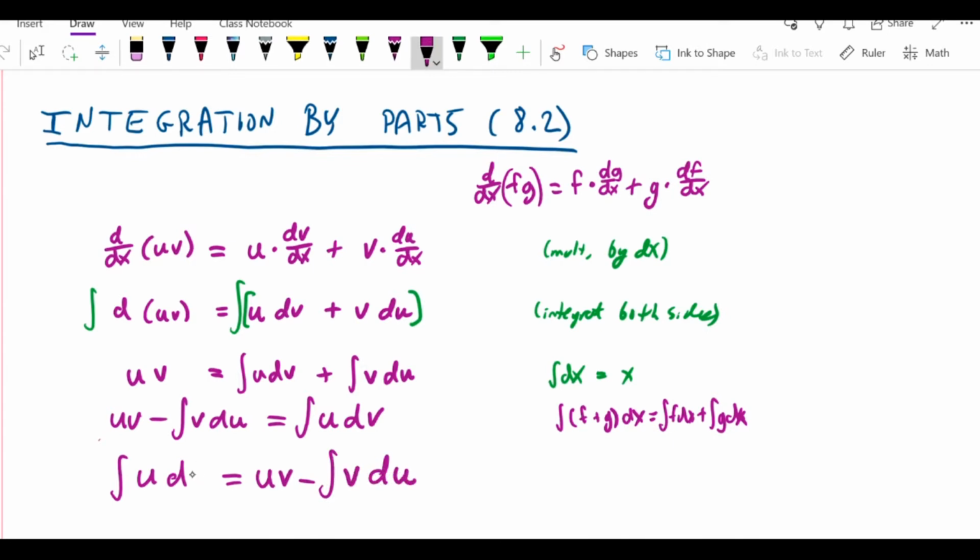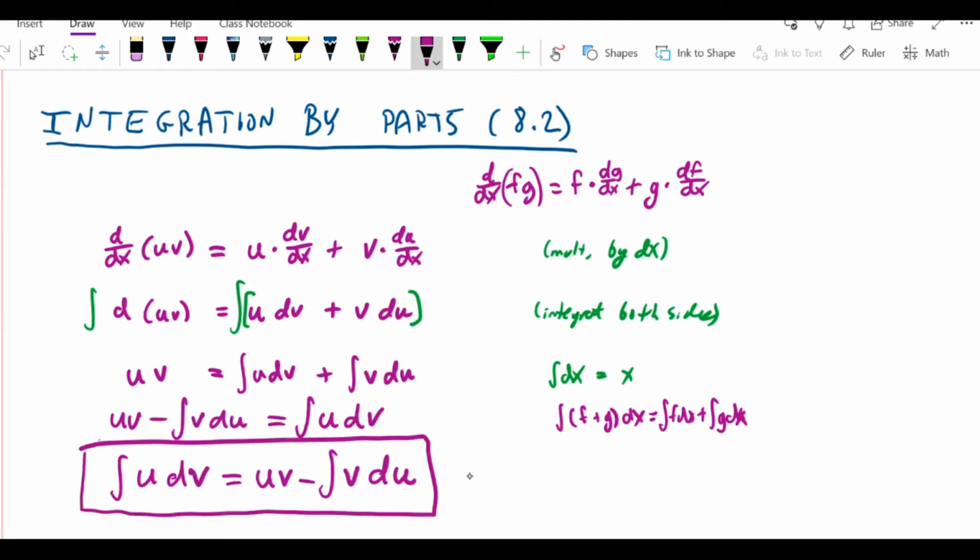Let's just be very clear about whether we're talking about u or v. And this equation is what we call the integration by parts formula. And that's what that is. So what we're going to do is use the formula, and it becomes a little more clear what we're doing once we actually start to do some examples.